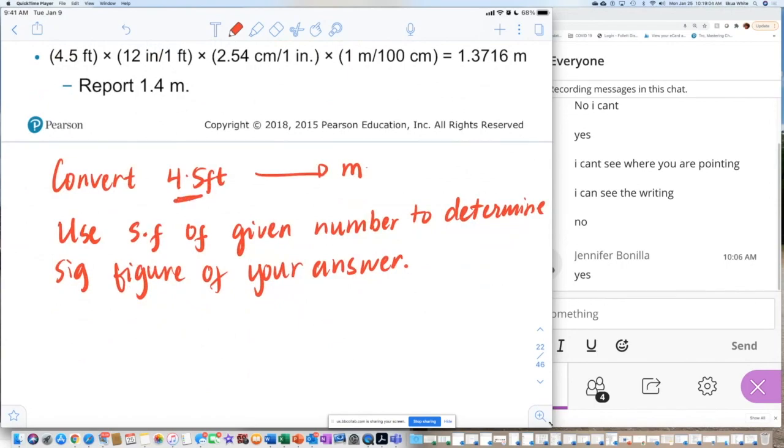So since this one here has 2 significant figures, then your answer will have 2 significant figures. So based on this, the answer will have 2 significant figures.